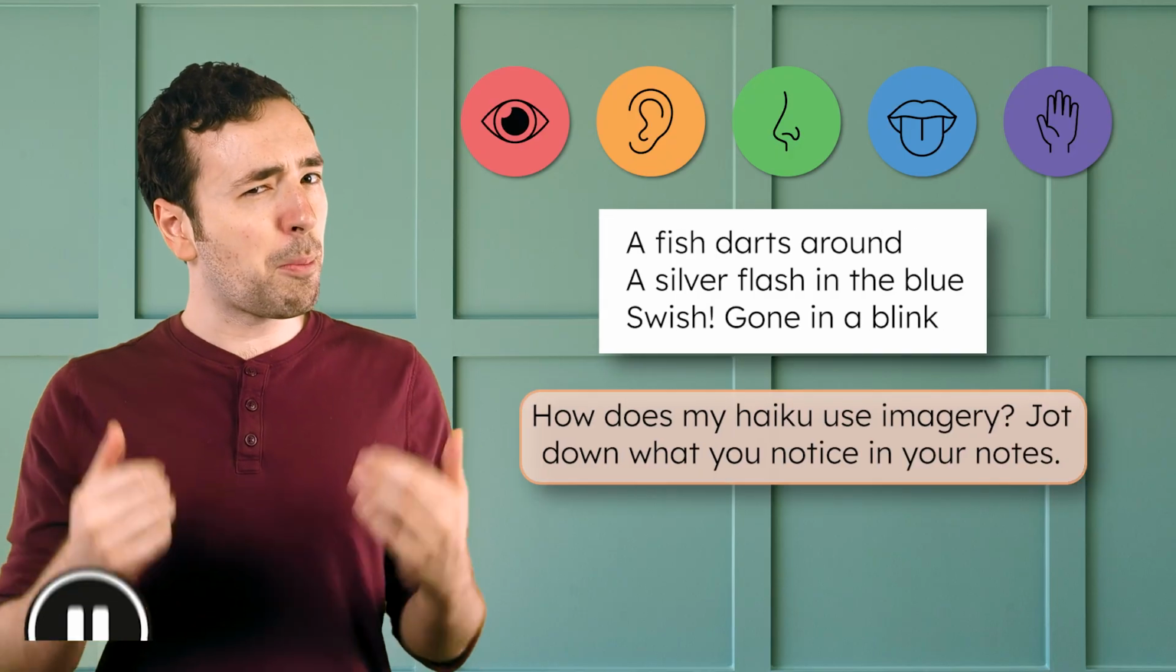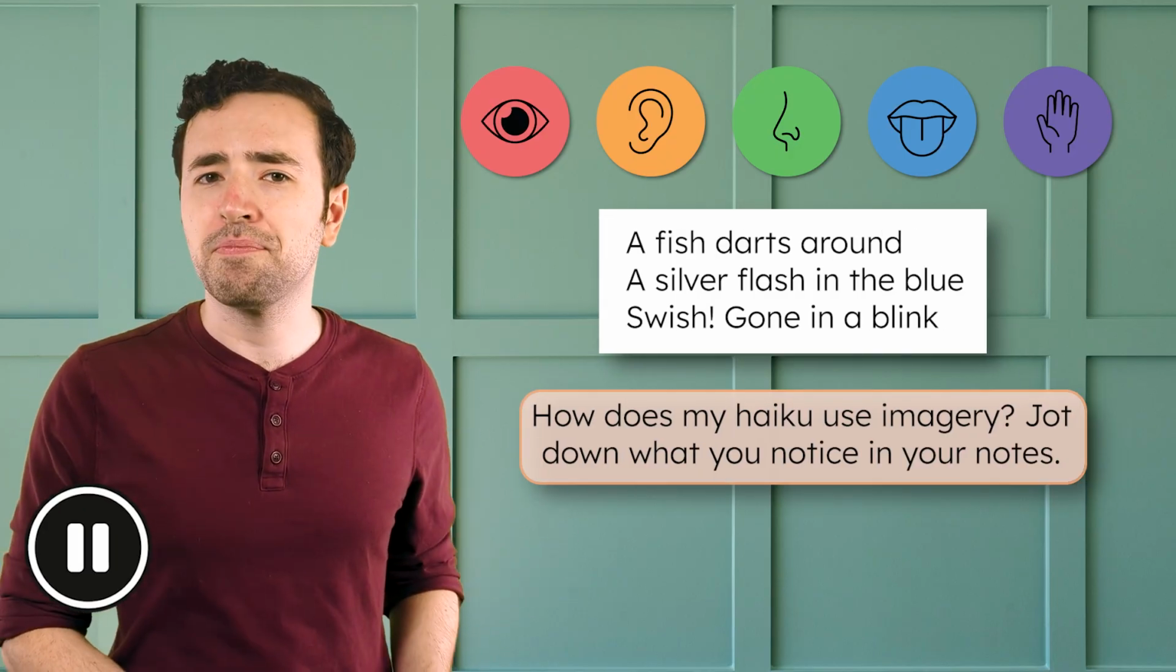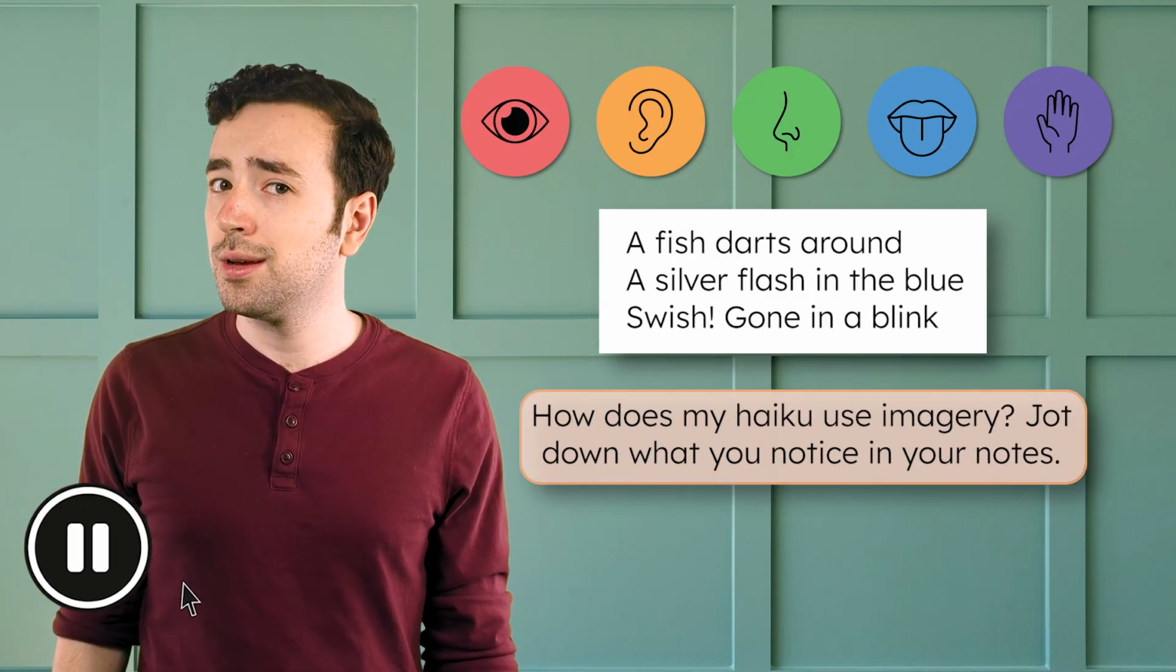They're meant to be a snapshot of a moment, usually one in nature. So you might read a haiku about a single raindrop, or a frog jumping into a pond, or in my case, a fish darting past me in the water. How do you think haiku poets write a whole poem about such a short event? By using imagery. Connecting to the 5 senses is the perfect way to transport readers into a specific moment. How does my haiku use imagery? Jot down what you notice in your notes.